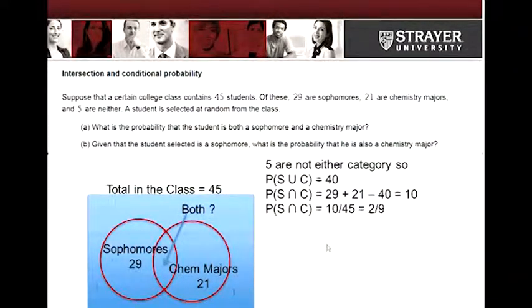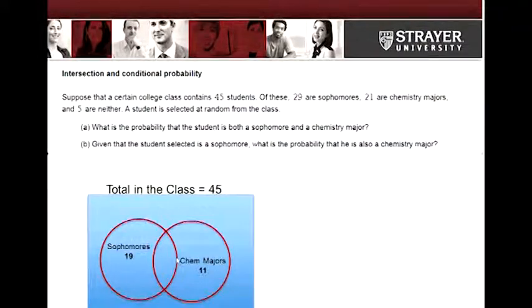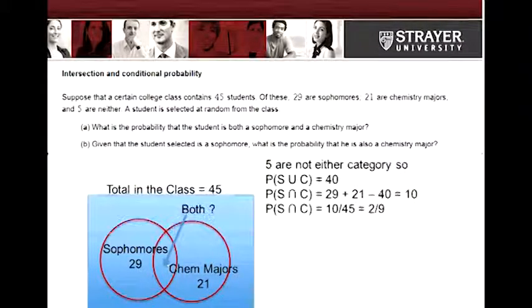So there's 10 sophomore chemistry majors. So in the middle here we get 10 sophomore chemistry majors, and so the probability is 10 out of 45 that a person will be a sophomore chemistry major.